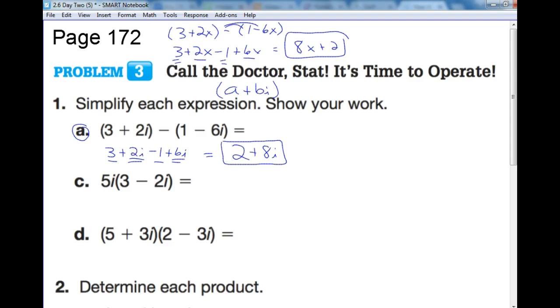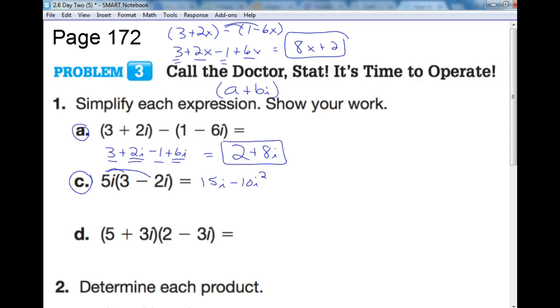Now when I look at C, skipping B because of that wicked fraction in there, how am I going to take 5i times 3 minus 2i? The same stinking way you always multiplied stuff, okay? What is 5i times 3? It is 15i, right? What is 5i times negative 2i? It is negative what? 10i squared.